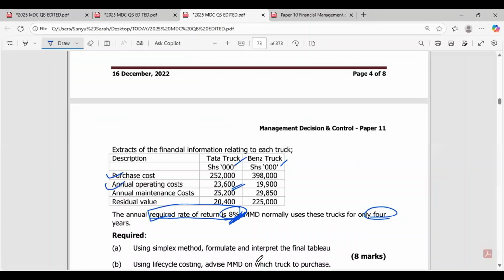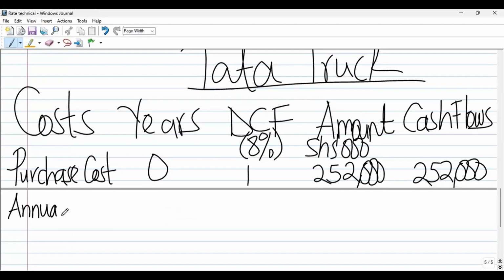So come and show our next cost is annual operating costs. So annual operating costs, they have told you they are annual. So you're going to incur them right from year 1 to year 4. And it's the same amount. So in discounting, when we have the same amount incurred for a specified period of time, we use what we call annuity factors.